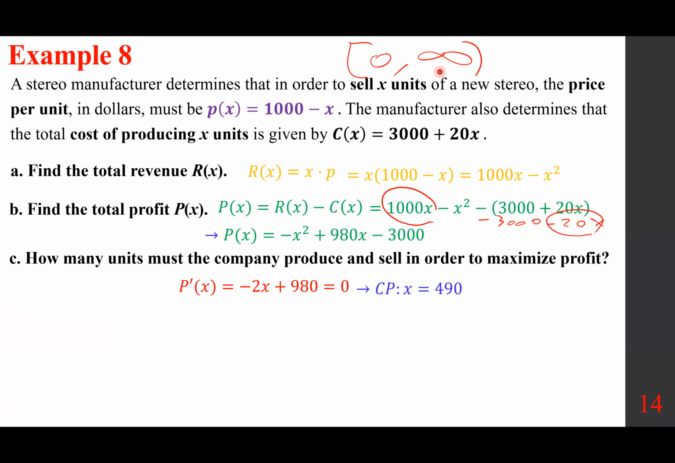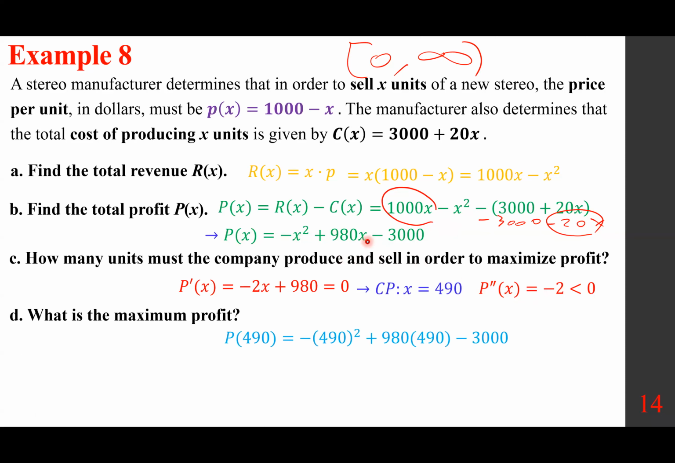So it's better to go with P double prime, which makes it negative 2. Negative 2 means what? Concave down and maximum. The maximum occurs at x equals 490. What is the maximum profit? Well, go to the profit function. Replace the x with 490. Do the math. It gives you $237,100, which means the maximum profit is achieved when we produce 490 and we sell, and this is the profit.